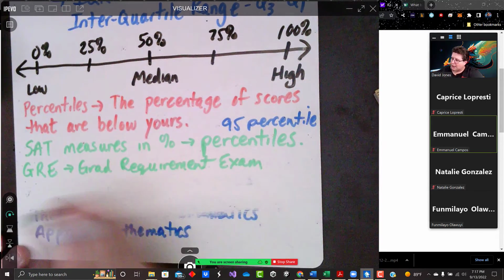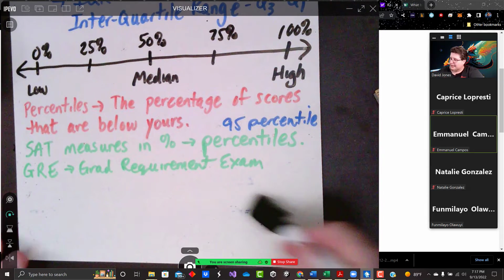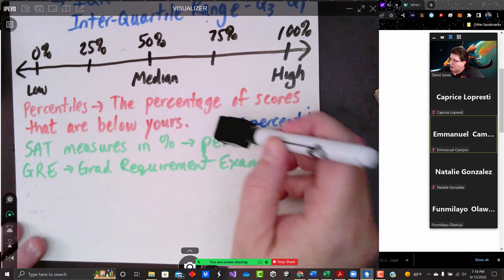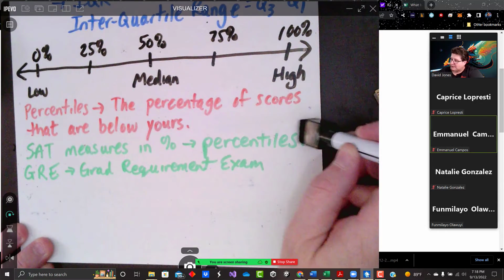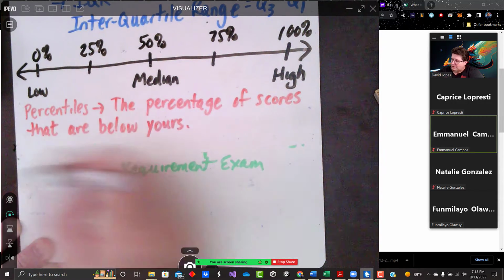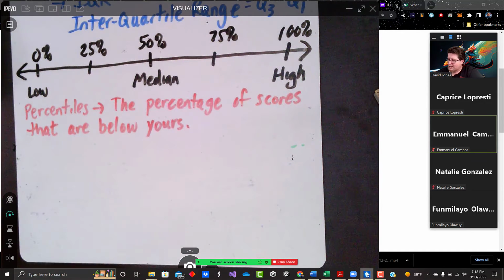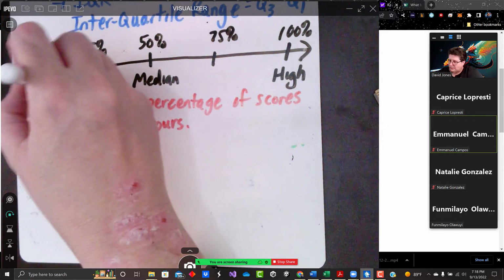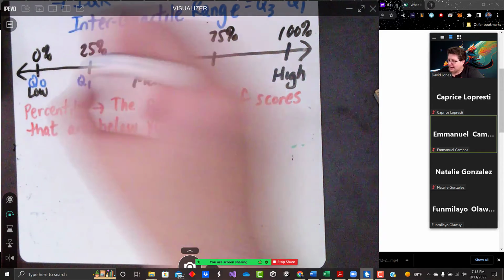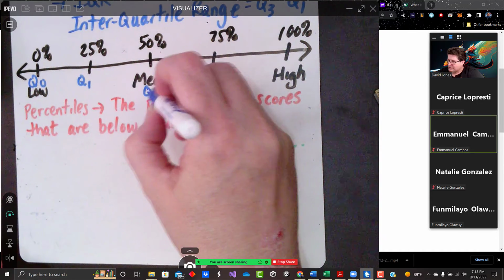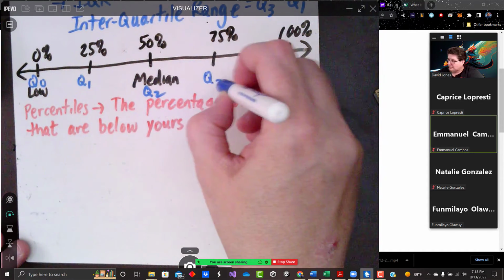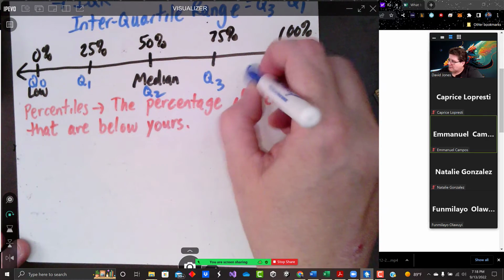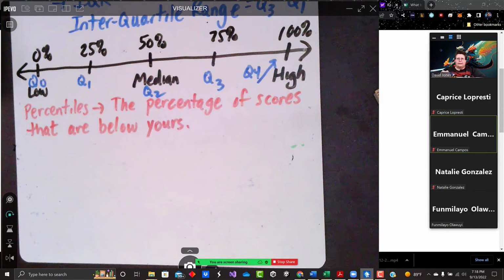Let's get back to what we're talking about. Those were just examples, the SAT and the GRE. What do the quartiles do? We call this one, well, the low is effectively Q0. And each one of these hash marks represents another quartile. Quartile is like quarter.